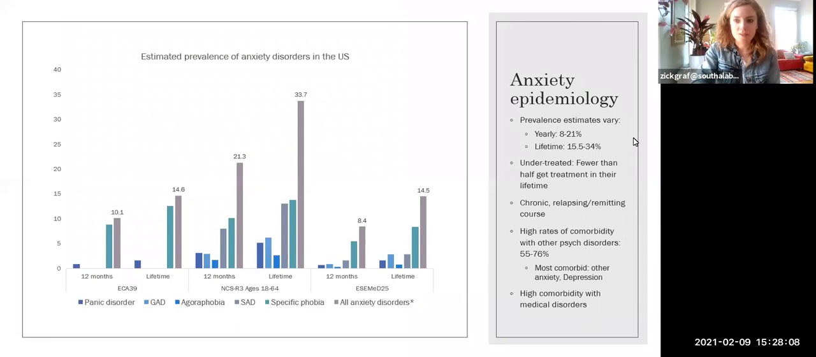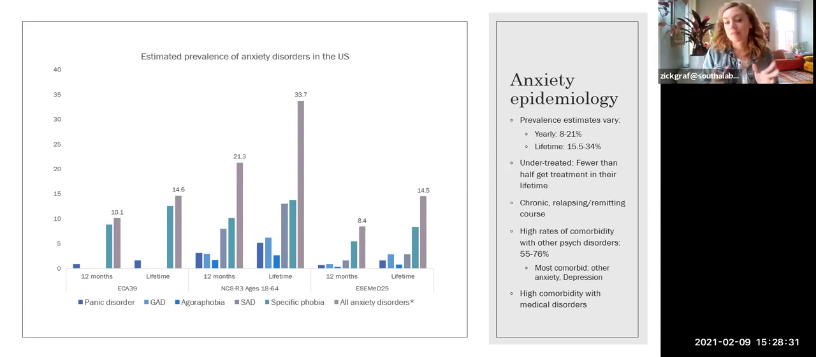First, some epidemiology. So these are just 3 examples of nationally representative studies conducted in the United States that tried to estimate the point prevalence and the lifetime prevalence of anxiety. The point prevalence is roughly the number of people who have an anxiety disorder right now, whereas the lifetime prevalence is the number of people who have or have had an anxiety disorder in their lifetime.